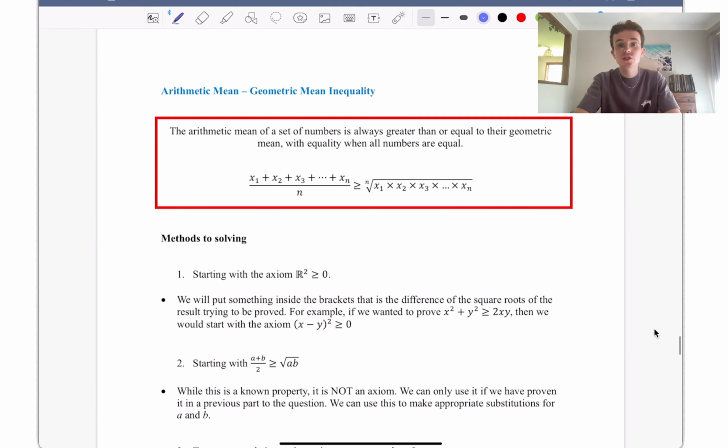Importantly, the arithmetic geometric mean inequality states that the mean of a set of numbers is always greater than or equal to their geometric mean, with equality when all numbers are equal.